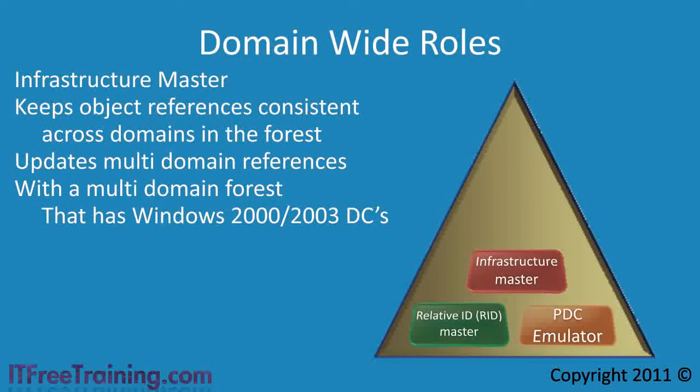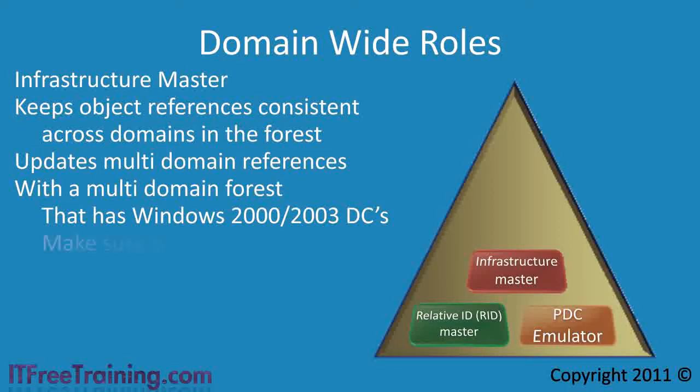In a multi-domain environment, the infrastructure master updates references to multi-domain objects when changes occur. If you are using Windows Server 2000 or Windows Server 2003 and the domain controller holding the infrastructure master role is a global catalog server, this can cause problems. This occurs because when the infrastructure master finds a change, it refers to the local global catalog, which will always be up to date. Since the infrastructure master thinks the change has already been made, it will not notify any other domain controllers a change has occurred.